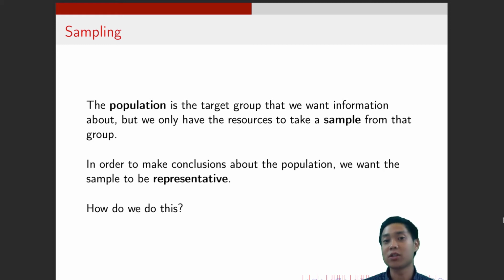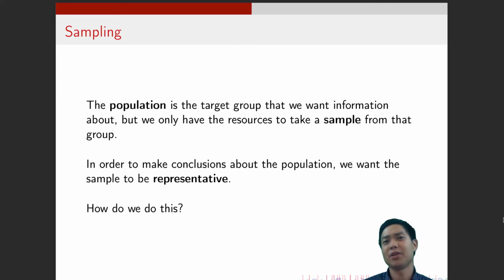We have to take a small subset of that population in order to study them. Now, we want to be able to make conclusions about the entire population, though. We want to be able to take that sample, use information from that sample, and generalize to the whole population. But to do that, we need the sample to be representative of the population. Basically, the composition of the sample should be roughly similar to the population, and any conclusions that you draw based on the sample should be able to be generalized to that population if you have a representative sample.